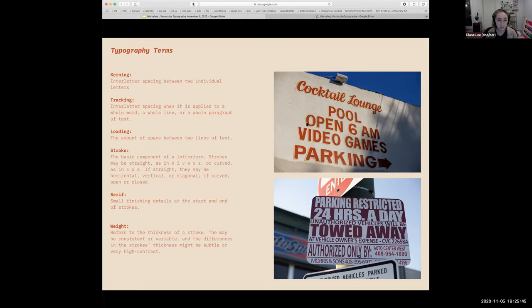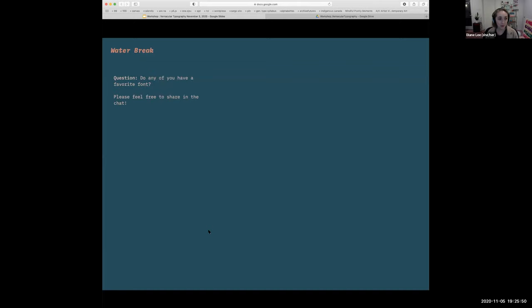Okay, one more water break before we go into the last part where I'll be sharing prompts that you can use to develop postcards. So the question here is, do any of you have a favorite font?